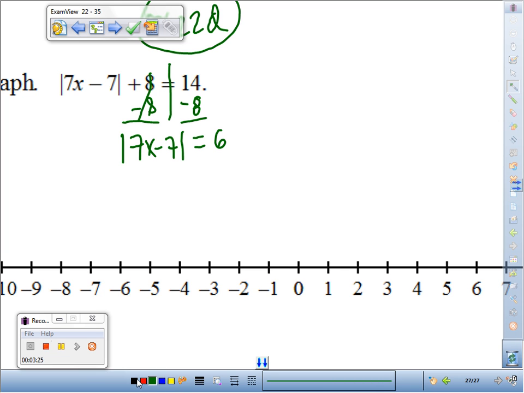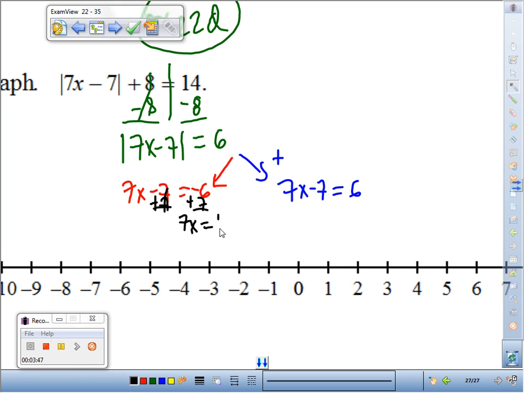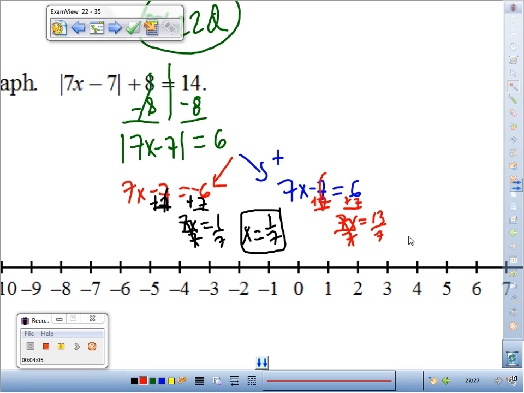So at that point, we write our two equations, one for my negative 6, 7x minus 7, and one for my positive 6, 7x minus 7. So let's solve. Plus 7, plus 7, 7x equals 1, divide by 7, divide by 7, x equals 1 seventh. The next one, plus 7, plus 7, 7x equals 13, divide by 7, x equals 1 and 6 sevenths.